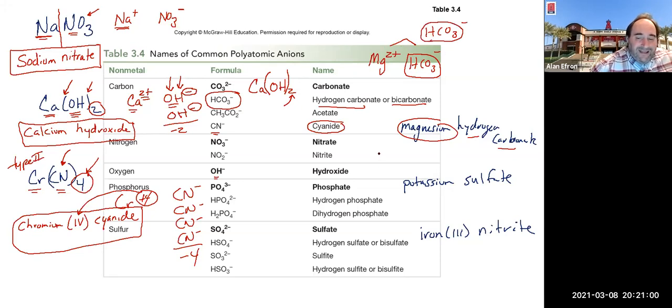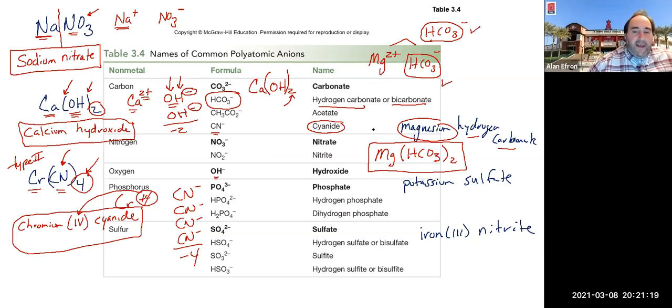Now, putting that together in the formula, that's going to be Mg. And because they have more than 1 polyatomic ion, I put my polyatomic ion in parentheses, and I put the 2 on the bottom. And what that means is that I have 2 of these guys, each at -1, gives me a -2 charge. And I have 1 magnesium at +2. +2 and -2 gives us 0 overall charge. Any questions on that one there?